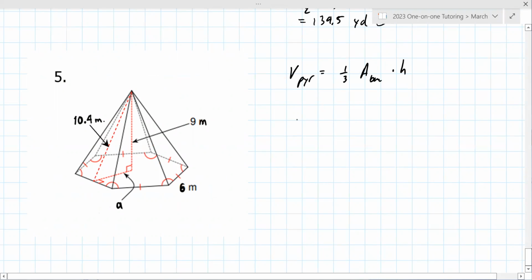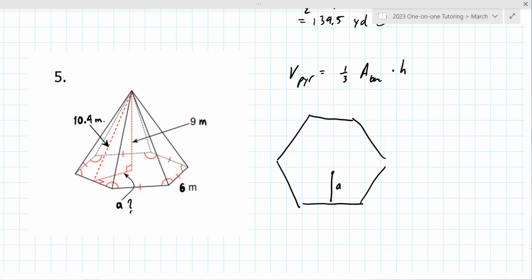So the base this time, though, is a hexagon. It's got 6 sides. Sometimes it's good to draw that. And do we know the apothem? And you see right there, we don't. Like, well, darn, what can we do to get that? Well, it would be really ideal if we had it.